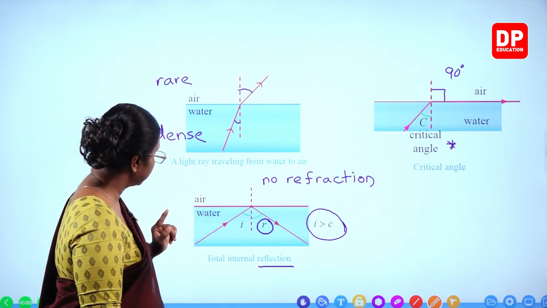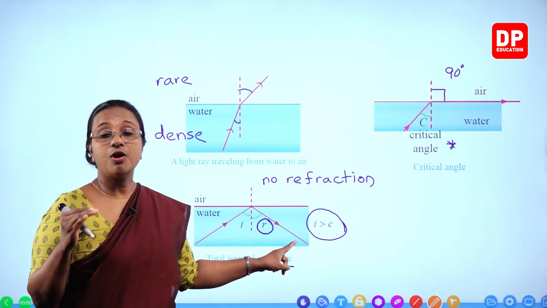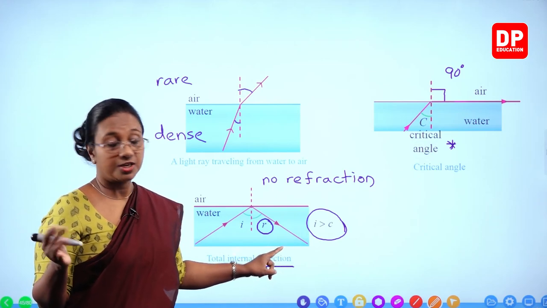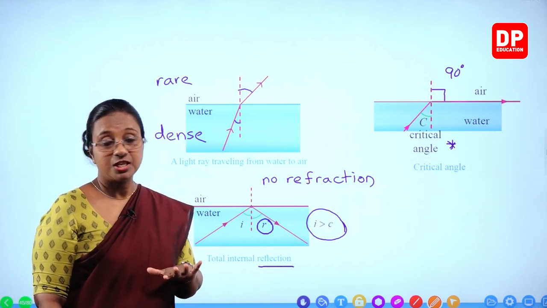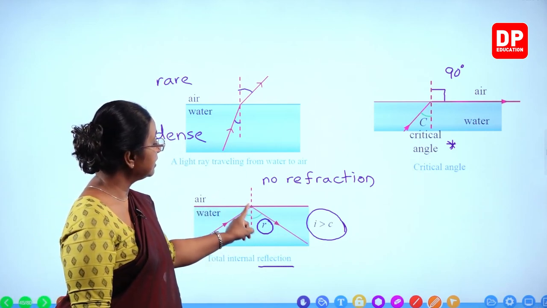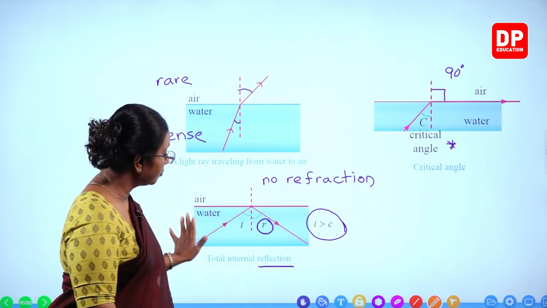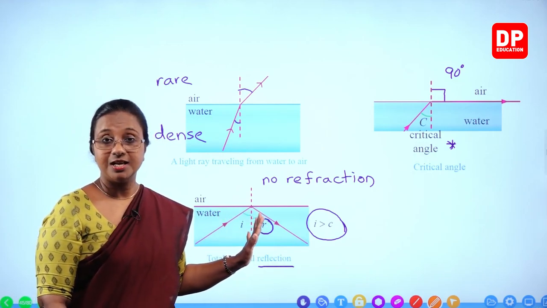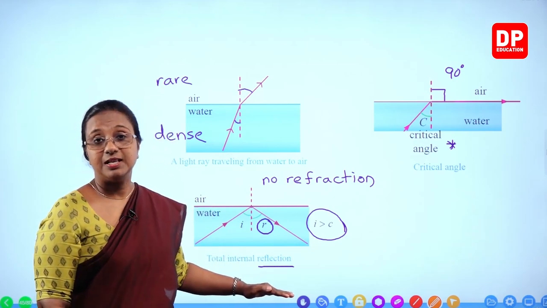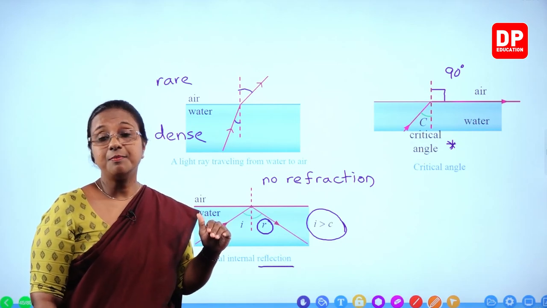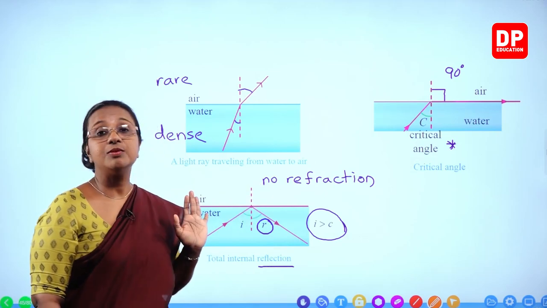And during total internal reflection also, the angles are equal according to the normal laws of reflection. I should be equal to R. Angle of incidence equals angle of reflection. And the normal, incident ray and the reflected ray all lie on the same plane. So that is total internal reflection. Is that clear? And always the total internal reflection occurs in the denser medium, not in the rare medium. Is that clear? So now we will look at the question.